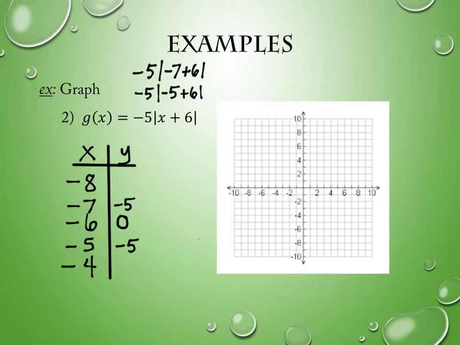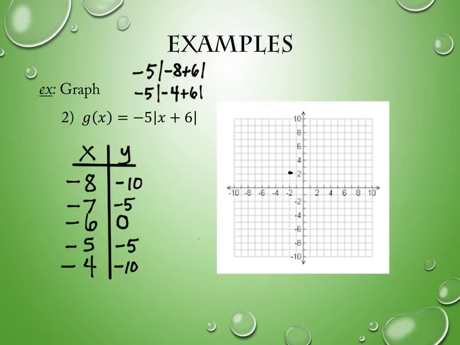Now let's go 2 bigger. What if I used a -4 here? What is -4 plus 6? 2. Absolute value of 2 is 2. Times -5 is -10. And if I do 2 smaller, I'd have the -8. -8 plus 6 is -2. Absolute value of -2 is 2. Times -5 is -10. Okay, symmetry's going good and strong, and we're all good with that.